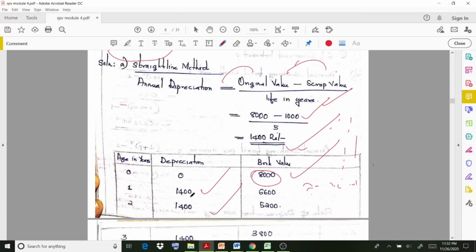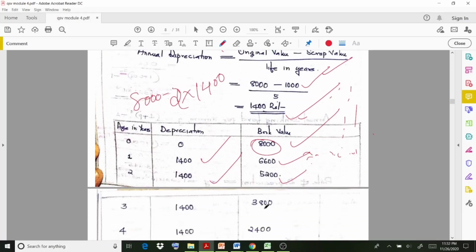So you can write down 8,000 minus 1 into, actually this 1 represents the first year, 1 multiplied by 1,400. You will get 8,000 minus 1,400, a value of 6,600. And in the second year you multiply by 2 and you will get 5,200, that is 8,000 minus 2 multiplied by 1,400, which gives 5,200. Likewise you can calculate for each year.